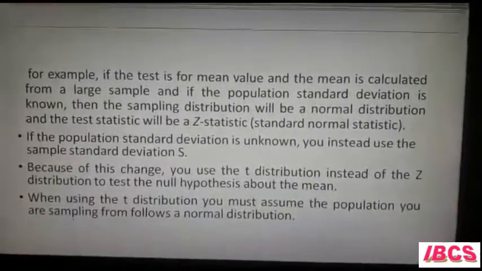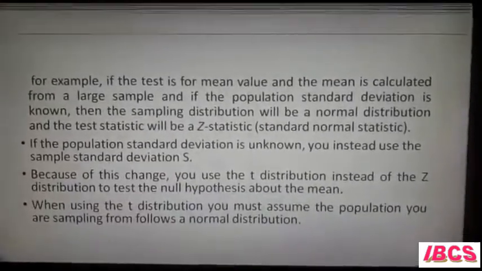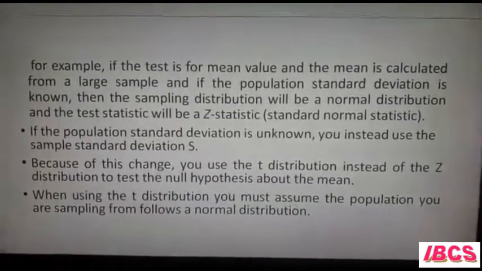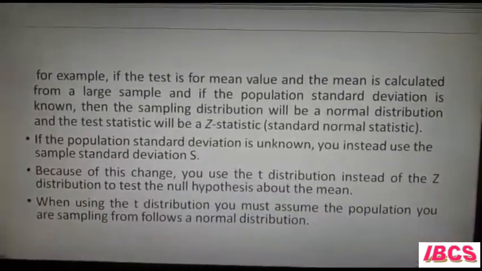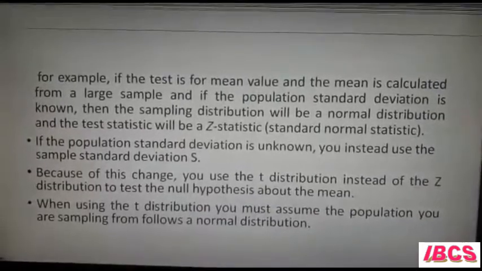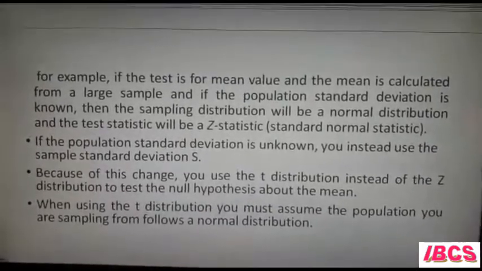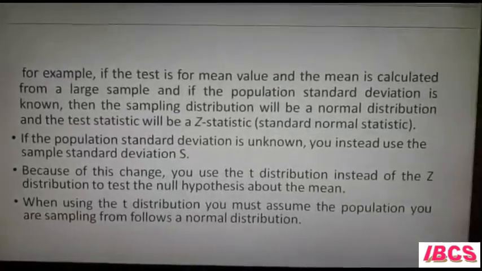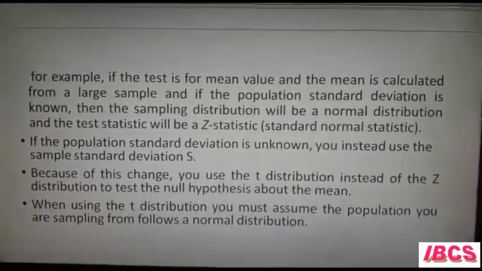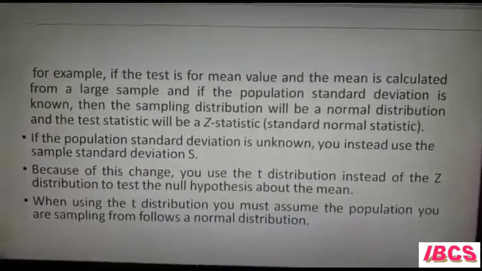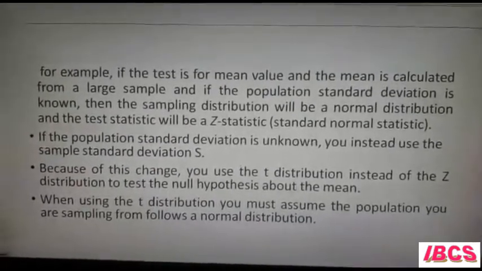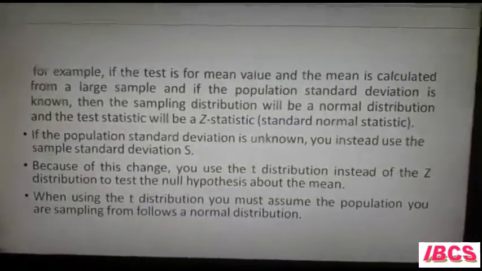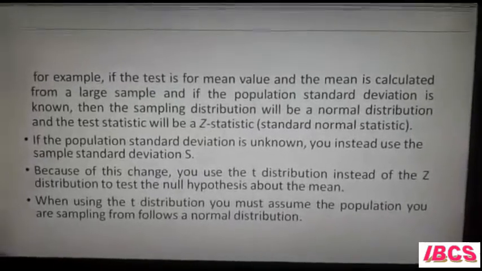Then you will think about whether the information about the population standard deviation is known or not known. If the population standard deviation is known and the size of the sample is more than 30, which is considered a large sample, we can apply the Z test. If the population standard deviation is unknown, we can use the sample standard deviation, and here we can apply the t-test. When using the t-distribution, you must assume the population you are sampling from follows a normal distribution.